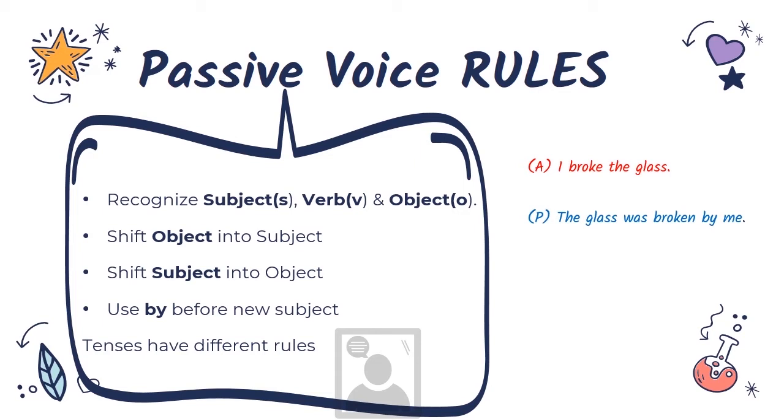Glass was the object, and in passive voice now it has shifted from object to subject. "I," which was Jenny actually, shifted into object. So "I" becomes "me." And "broke," which was the verb, was changed into "was broken." There are different rules for tenses. We will discuss them later.